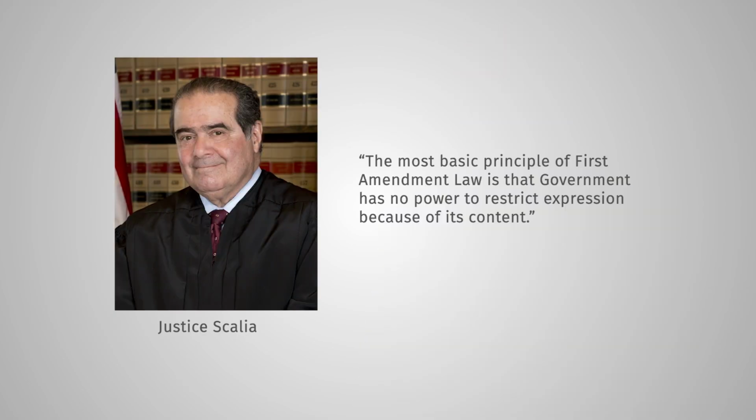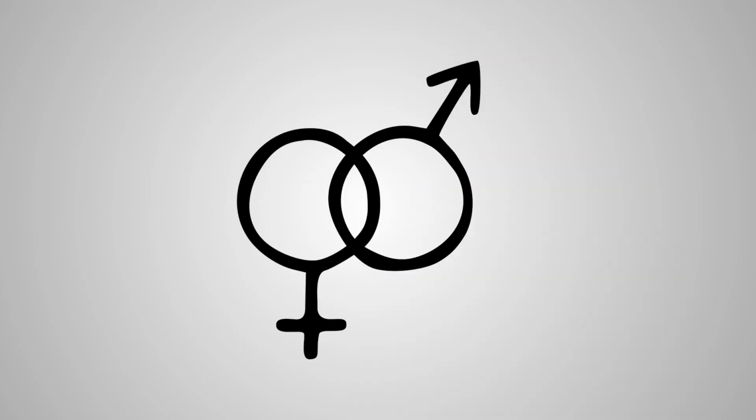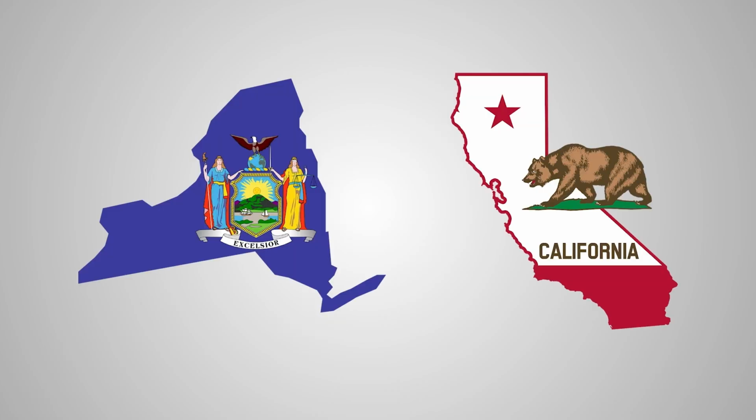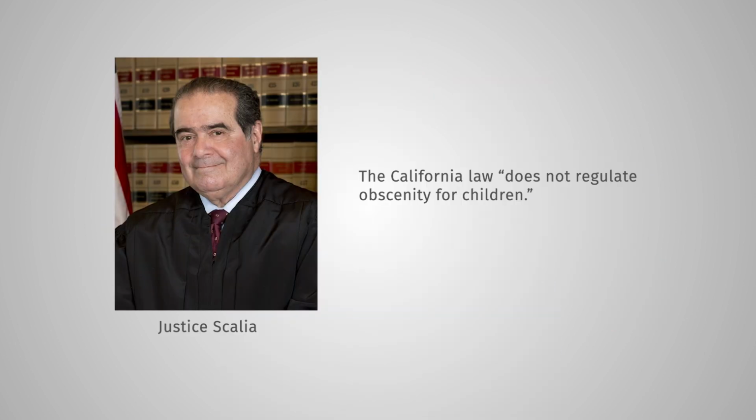The most basic principle of First Amendment law is that government has no power to restrict expression because of its content. In Ginsberg versus New York, 1968, the court upheld a prohibition on selling sexual but not obscene content to children. California based its video game law on the New York law. However, the court found the California law does not regulate obscenity for children.